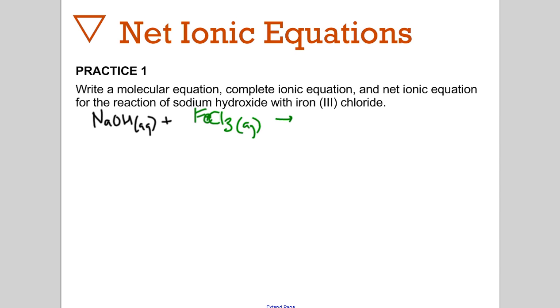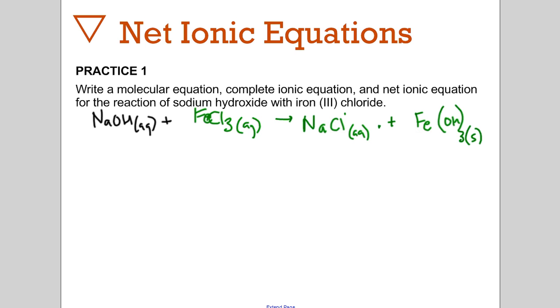And then I'm going to be forming sodium chloride, and from our solubility rules we know that's aqueous, and we'll be forming iron 3 hydroxide. Now if we look back at our solubility rules, we'll see that the only soluble hydroxides are sodium and potassium. So iron 3 hydroxide, and I owe you a 3 here, is going to make a solid product.